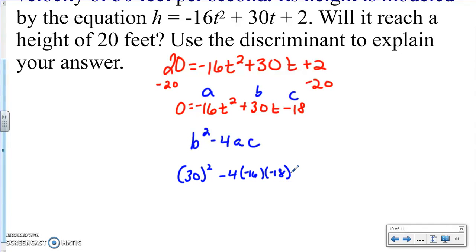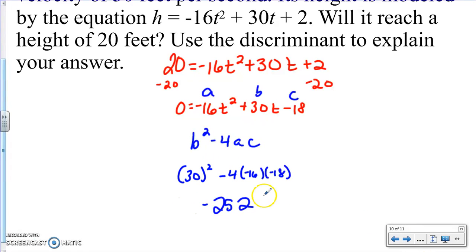I'm going to type that in my calculator. Make sure you put your b in parentheses before you square it, because it could affect your answer. Minus 4, parentheses, negative 16, parentheses, negative 18. I get negative 252 for an answer.